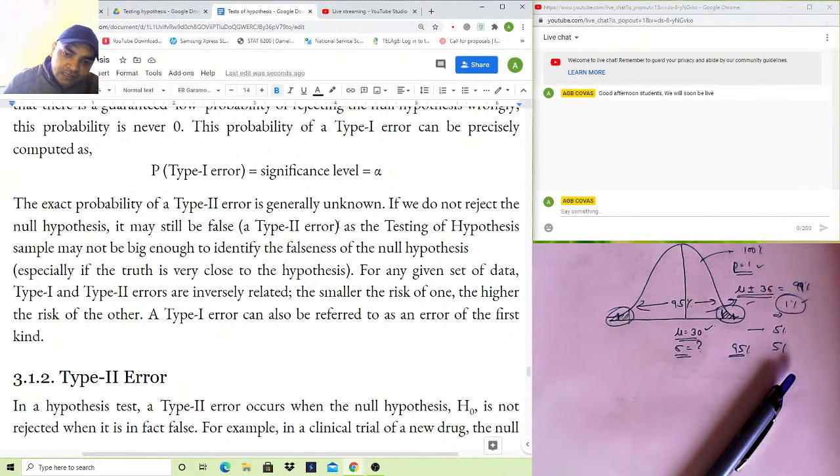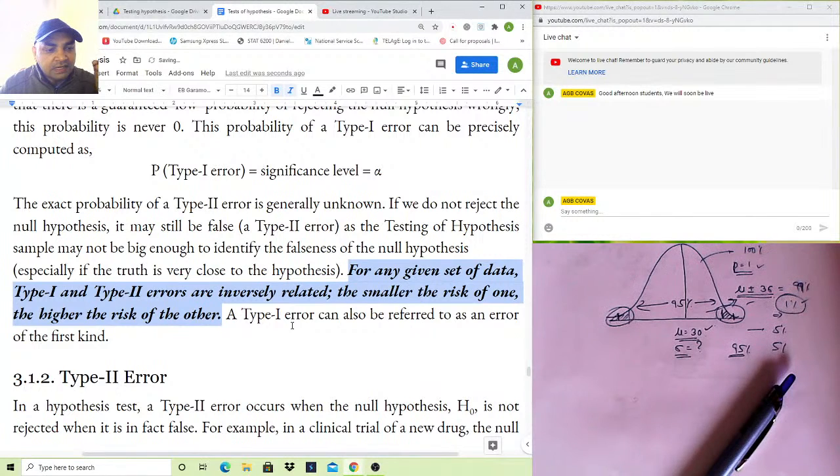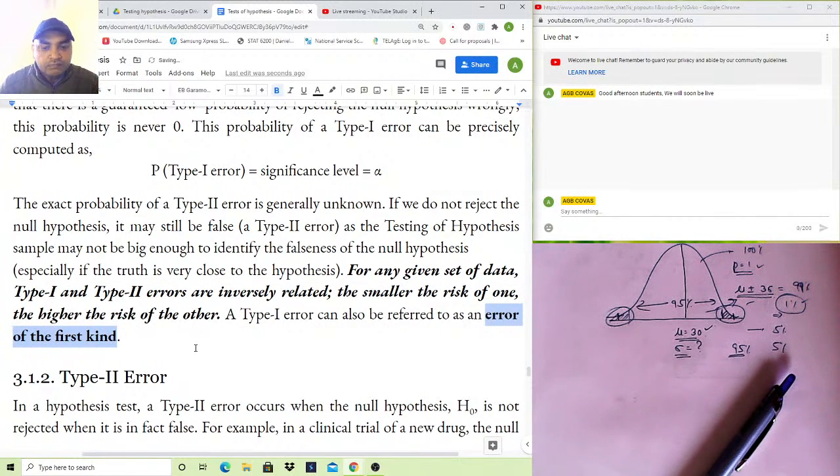The smaller the risk of one, the higher the risk of the other. For any given data, type 1 and type 2 errors are inversely related to each other. For any given set, the smaller the risk of one, the higher the risk of the other. A type 1 error can also be referred to as an error of the first kind.